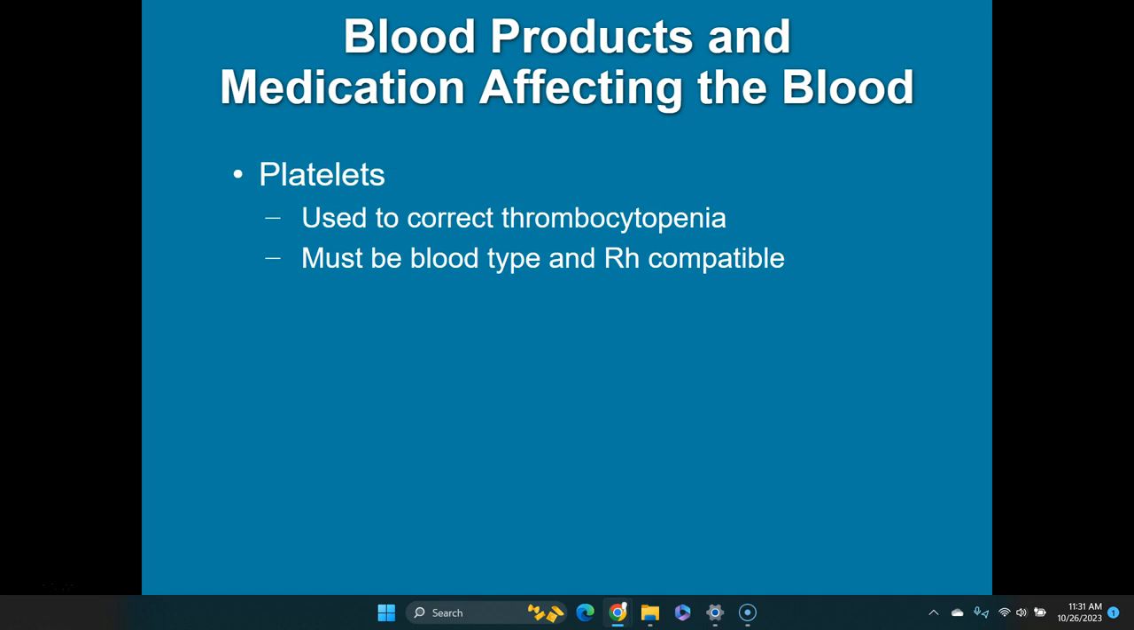There we go. Platelets are used to correct thrombocytopenia. So you don't have enough platelets in there. They must be blood type and Rh compatible specific. So if you just don't have enough platelets, you can give that.